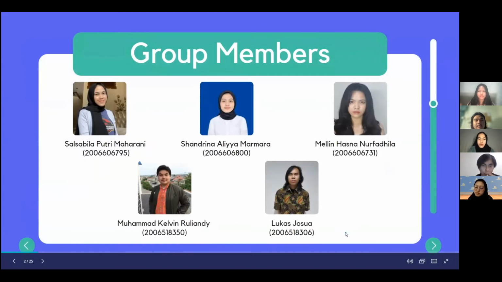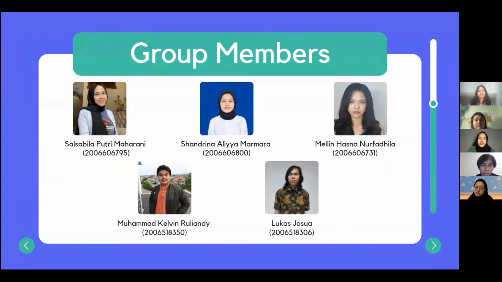So our group consists of 5 members, which are myself, Salsabila Putri Maharani, Shandrina, Aliyya, Marmara, Mellin, Hasna, Nurfadhila, Muhammad Kelvin, Ruliandy, and Lukas Josua.